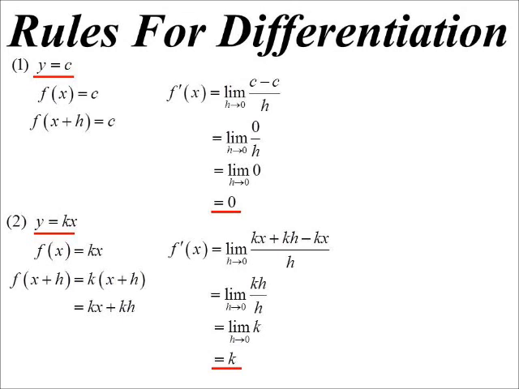So now, anytime I want to differentiate some constant times x, I know I'll get the constant. Differentiate 5x, I'll get 5. 10x, I'll get 10. Negative 2x, I'll get negative 2.